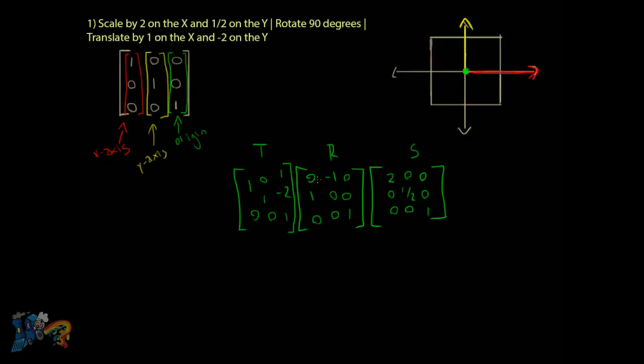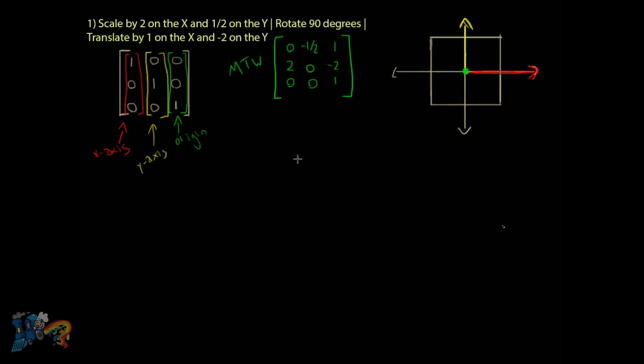Okay, multiply all these together, we get 0, 2, 0. Let me write this somewhere where I want to keep it. Let's put it up here. We get 0, 2, 0. We get minus 1/2, 0, 0, 1, minus 2, 1. Okay, so this is the model to world matrix.